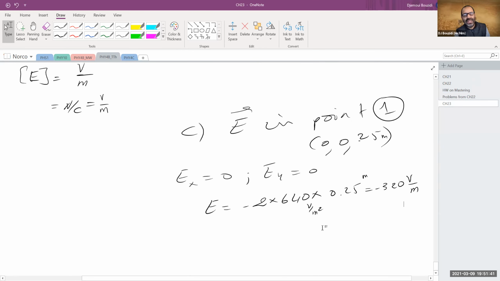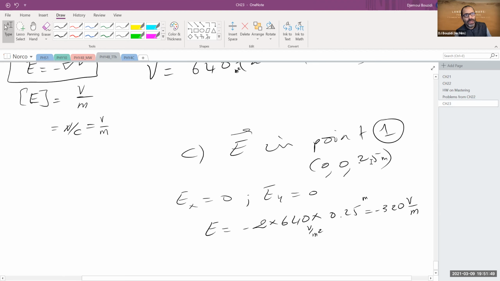And the reason why the electric field is pointing in that direction, from that point toward 0, means it's negative. The point is above the axis, by the way. The point is here. So let me draw this picture here so that you guys see it.